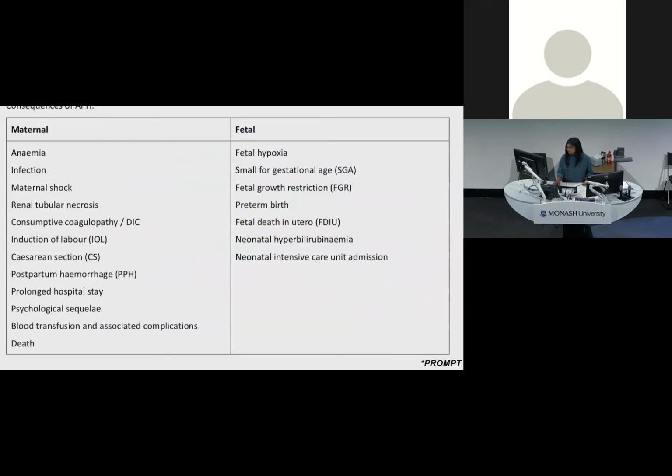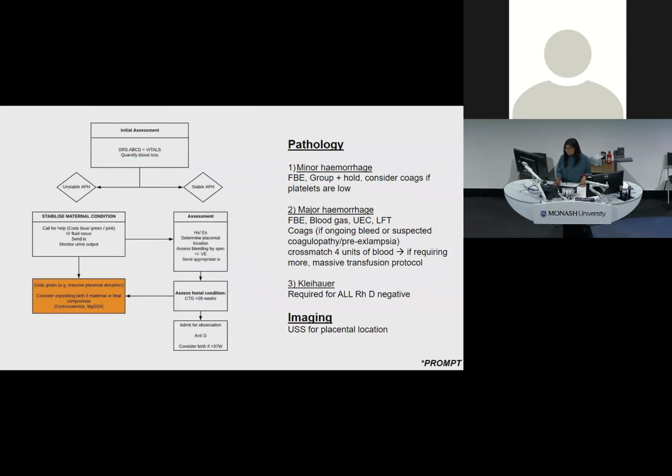These are the list of complications from antepartum hemorrhage. The main thing to understand is that death is both possible for the mum and the baby, so always treat these seriously. And this is just a management pathway, kind of just taken from PROMPT and made a little easier to read. So you do the initial assessment. You always, in your auscultation approach, you say you're going to do doctors ABCD, get the vitals, quantify the blood loss. It's either unstable or stable APH, where you're looking at the mother's hemodynamic stability.